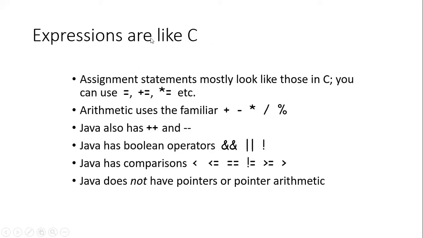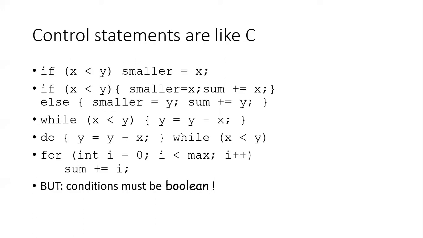And also the expressions are like C, that is, assignment statements and arithmetic. Java also has plus plus for increment and minus minus for decrement, and Java has Boolean operators and comparisons. But Java does not have pointers or pointer arithmetic, which makes Java more secure. And control statements are also similar to C: if statement, if else statement, while, do, for, etc. And here the condition must be Boolean.